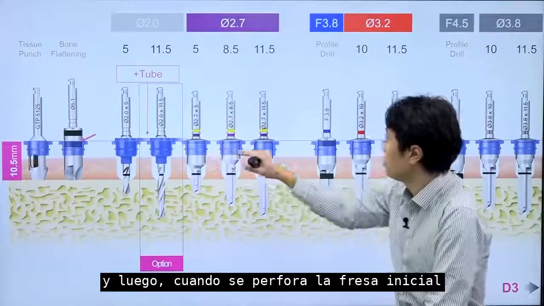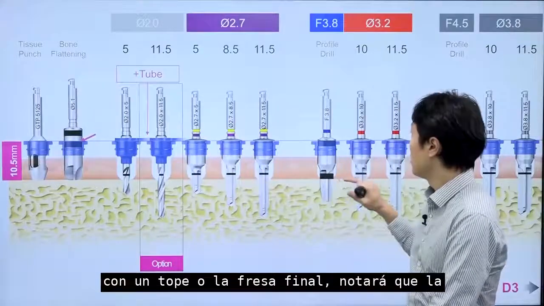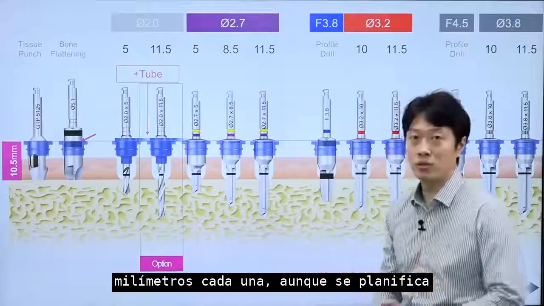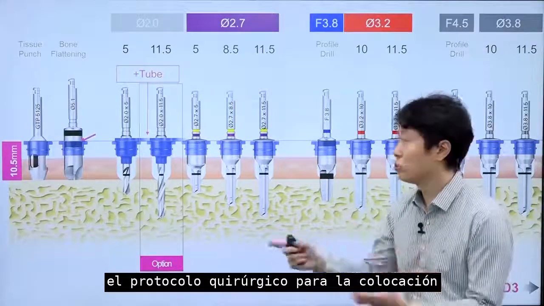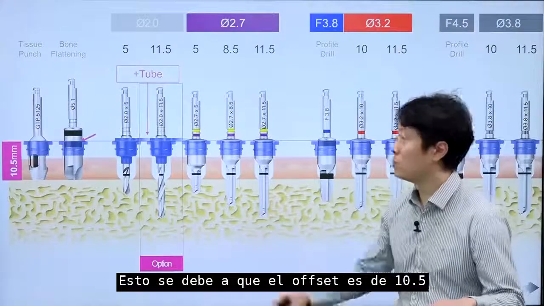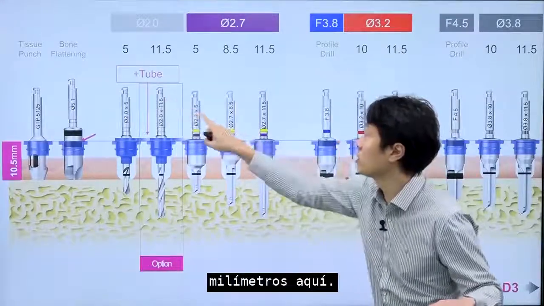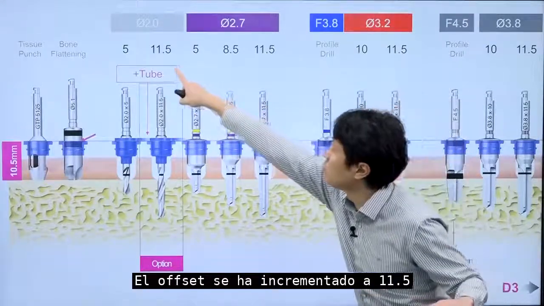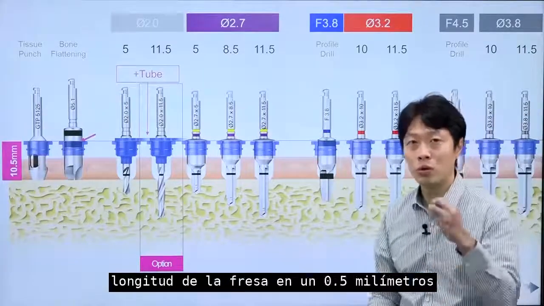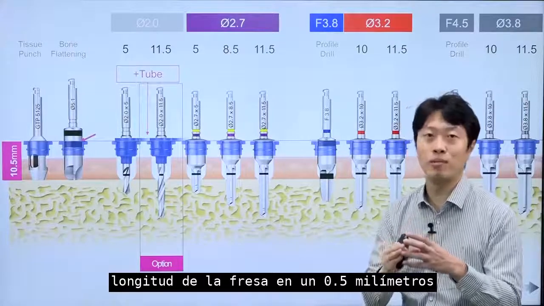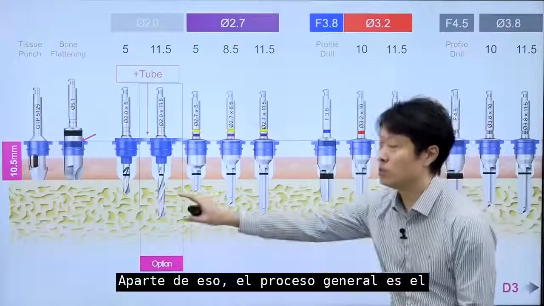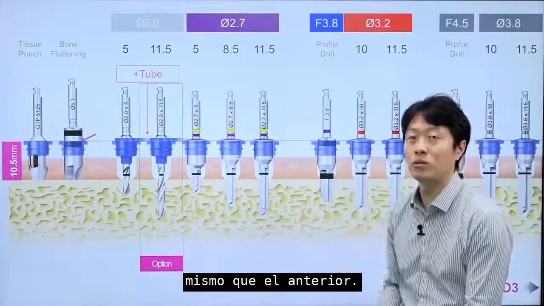And later, when drilling with the initial drill with a stopper or final drill, you will notice that the drilling length is added by 1.5mm each, although the surgical protocol for placement of a 10mm fixture is planned. This is because the offset is 10.5mm. Here, the offset has been increased to 11.5mm, so you should increase the drill length by 1.5mm before proceeding with the surgery. Other than that, the overall process is the same as the previous one.